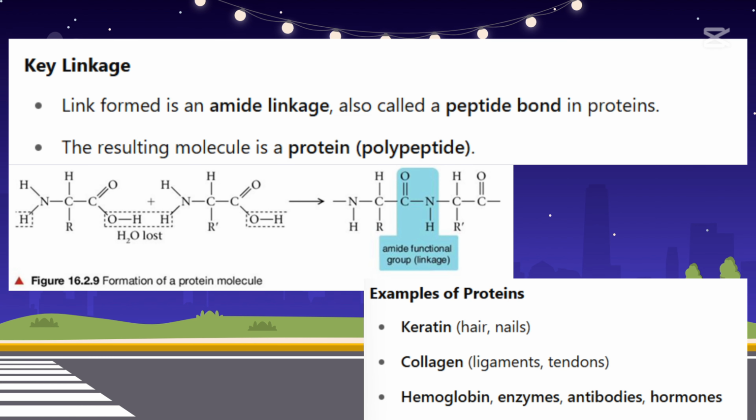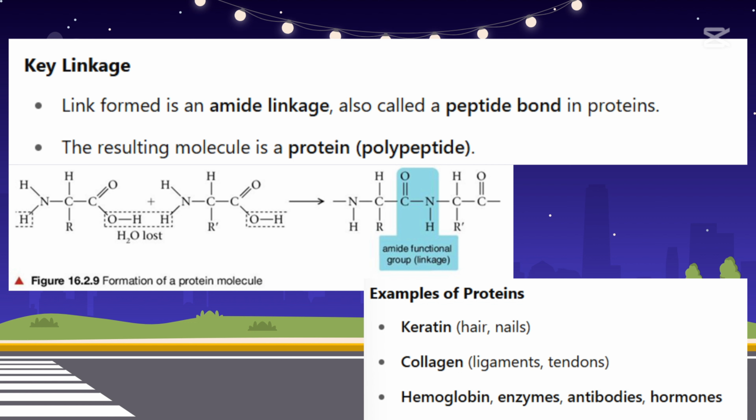Now note that some examples of proteins include keratin in your hair and your nails. Those are made from protein. Also collagen, which is found in the ligaments and tendons where your bones are. There's also hemoglobin, the red pigment of your blood cells. There are also enzymes, antibodies, and hormones, all being made up of proteins. Remember that there are 20 different types of amino acids, and when you join these different types together, you make different types of proteins that the body needs. Hence, we have different examples right here.